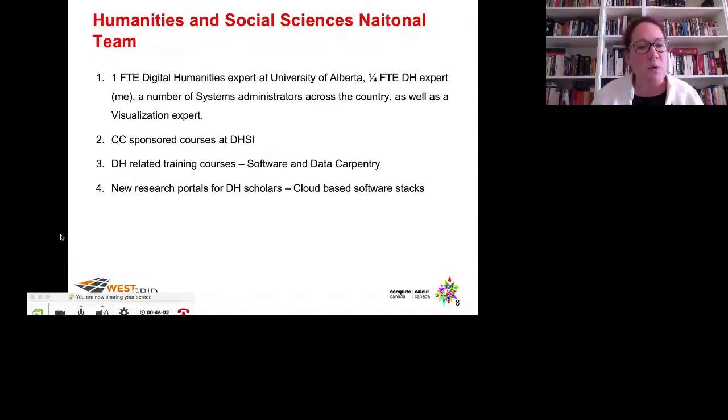The fourth one, new research portals for DH scholars. This is something we're working on with some staff changes. We're starting to look at how we can build platforms in the Compute Canada cloud so that somebody with a cloud account with a couple of easy clicks and very little knowledge can get an Omeka instance or a WordPress site that they can start to use and test to see if it will work for their research. And I'll talk a little bit more about that a little later on.